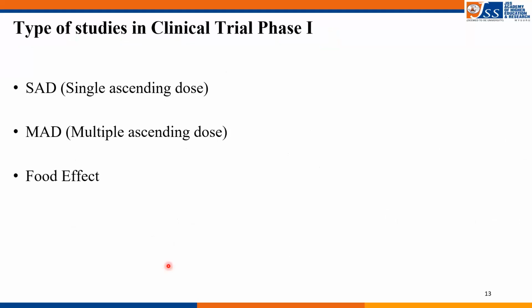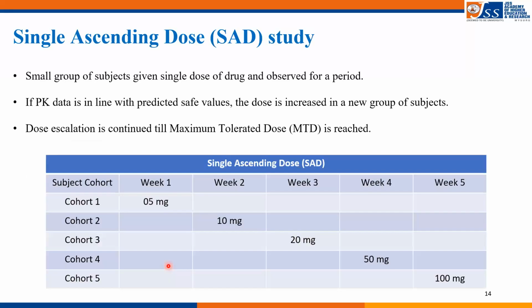So within phase 1, you have 3 kinds. One is the ascending dose studies, the single ascending dose studies, multiple ascending dose studies, and even the effect of food on the ADME characteristics of the drug. The first one is the single ascending dose study.